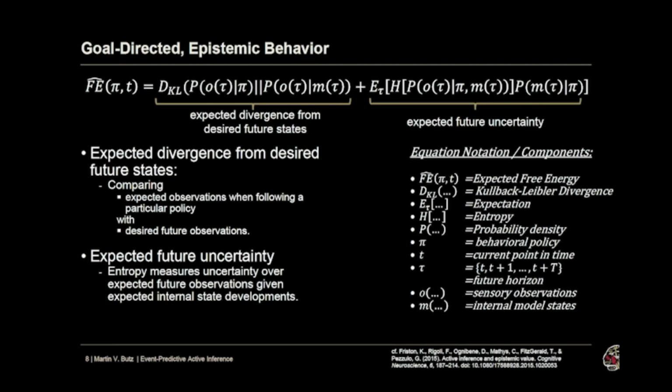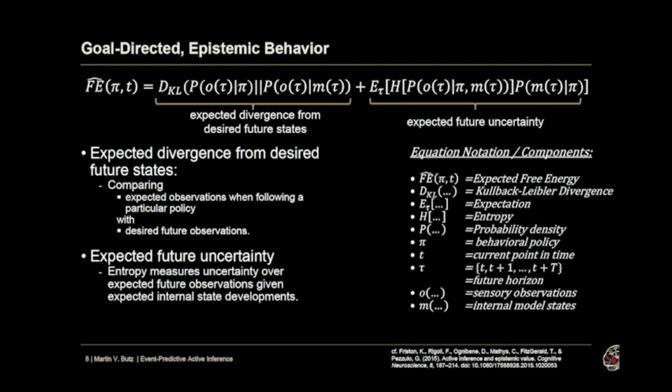And so the minimization of this essentially has two components. The first one is the goal-directed component. It's measured as the divergence, the KL divergence in the end, when you think about it all probabilistically, between where you believe you end up, so what you are going to observe when following a particular policy pi, contrasted with where you want to come to, your internal desired model states m tau in the future.